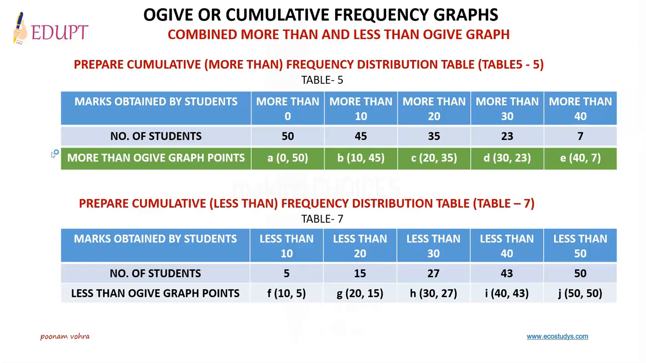Now we can combine both the methods in a tabular form, and we can name them as points A, B, C, D and E for more than Ogive graph, which represents the values of 0 and 50, 10 and 45, 20 and 35, 30 and 23 and 40 and 7. And in less than method, the points are F, G, H, I and J, representing values 10 and 5, 20 and 15, 30 and 27, 40 and 43, 50 and 50.